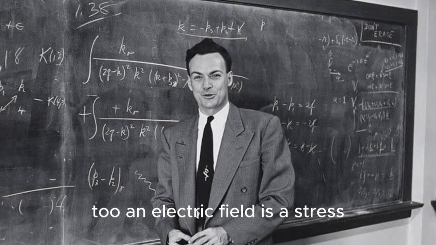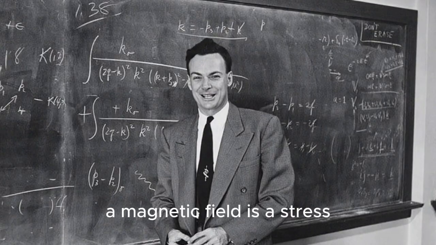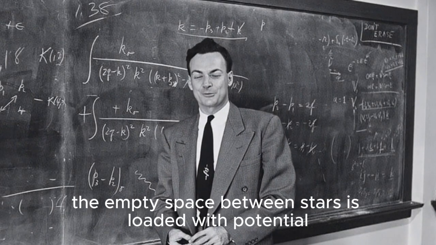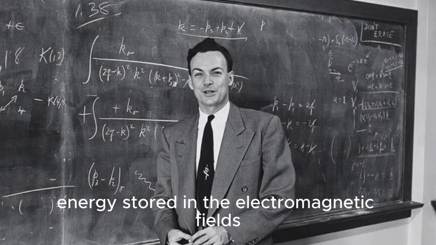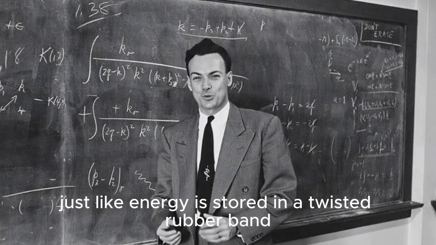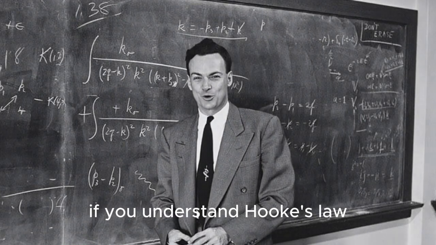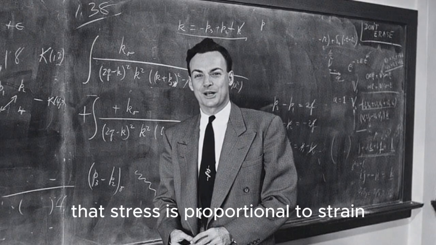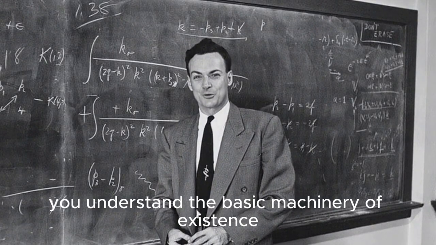An electric field is a stress. A magnetic field is a stress. The empty space between stars is loaded with potential energy stored in the electromagnetic fields, just like energy is stored in a twisted rubber band. If you understand Hooke's law, that stress is proportional to strain, you understand the basic machinery of existence.